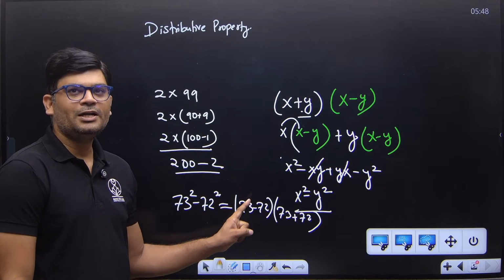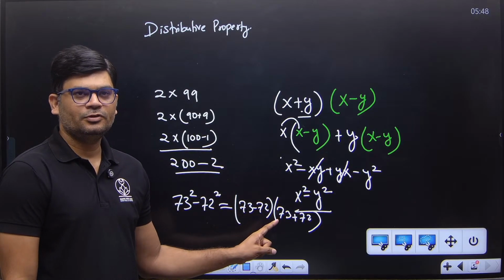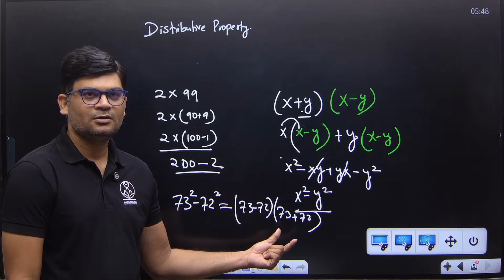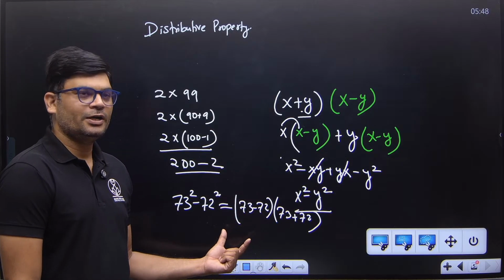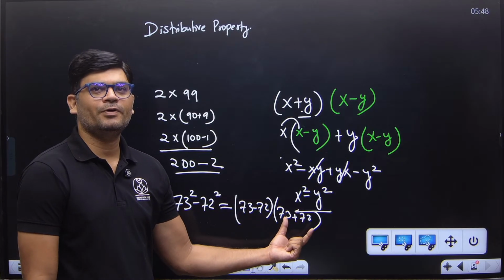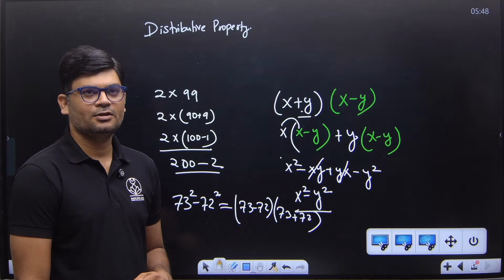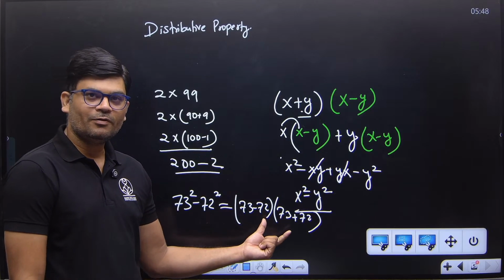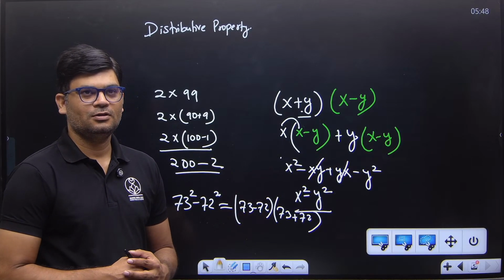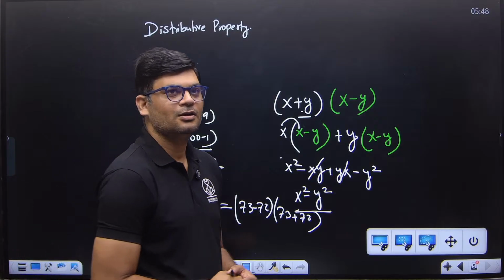Yeah. And 1 multiplied by, if you add them, you will get the same number. So actually what we are doing, we are just adding the numbers to find the resultant. So it will come 145 only. Did you get that? Yeah.